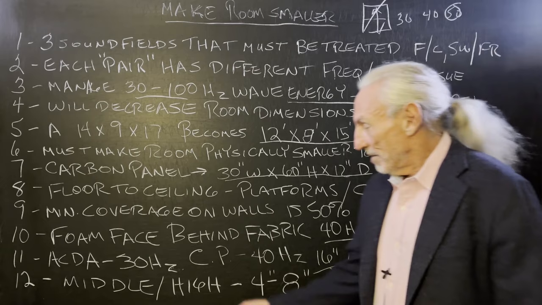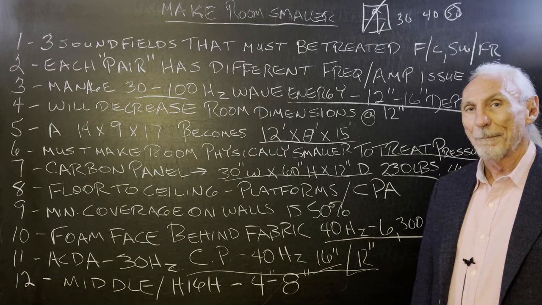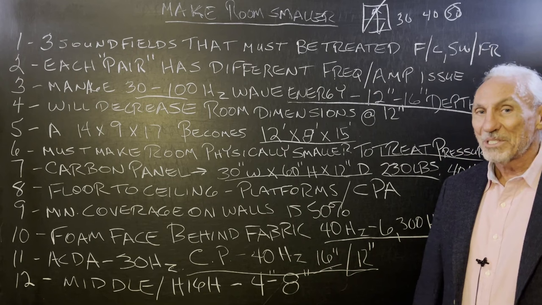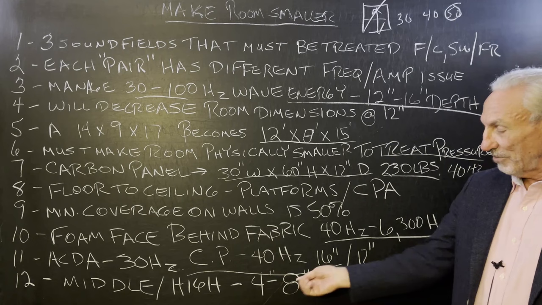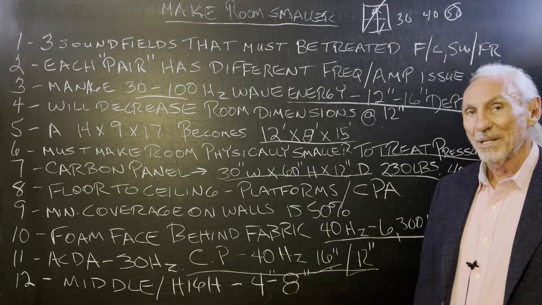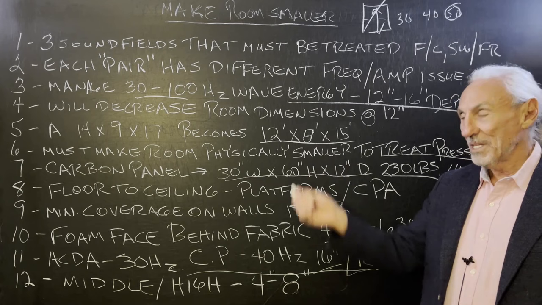Carbon panels are our most popular selling product. So 40 hertz seems to be a good start point for most people. Don't forget about middle and high frequency treatment, 4 to 8 inches. So you can see this gets tricky. So you're 12 inches for the low frequency, you're another 4 to 8 for middle and high. A lot of space. Now, the good thing about this is it can be hung on the wall. This has to sit inside the room.